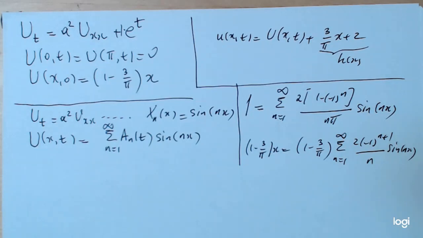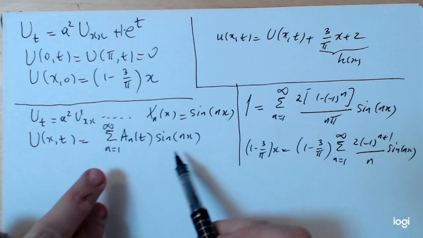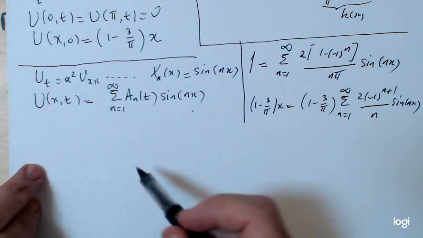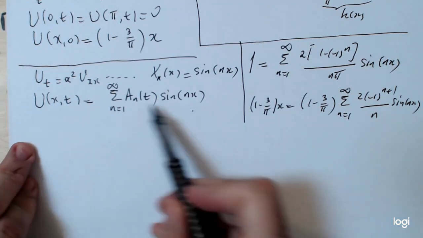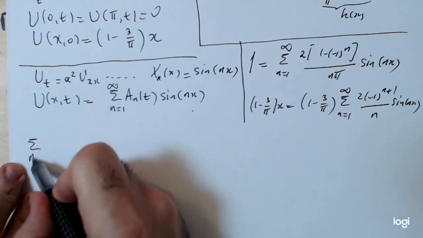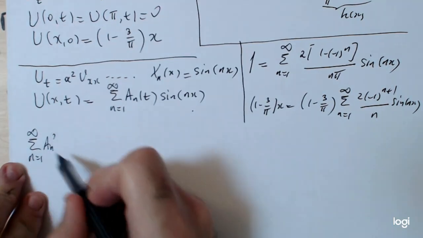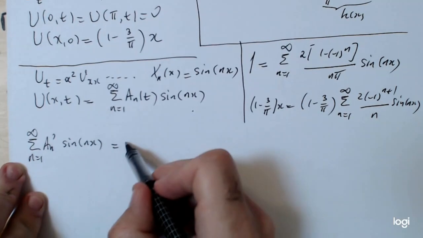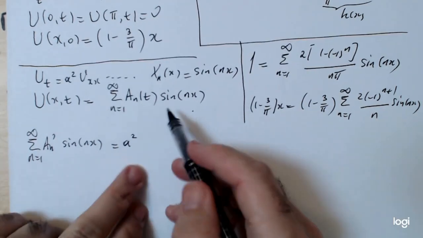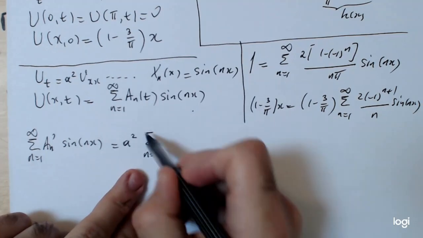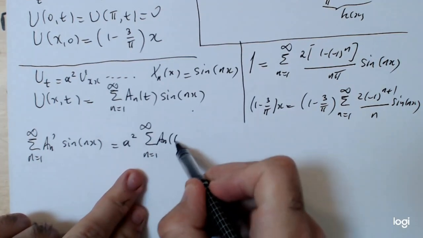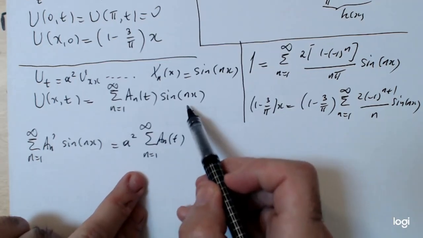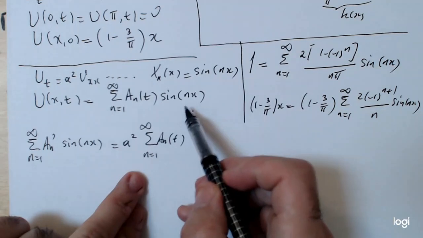And then we're going to proceed with the variation of parameters, right? We're going to plug this into the problem. You know the drill already. So let's do it. Partial t on the left, summation an prime sine of nx equals a squared partial x twice. Let's differentiate inside the summation. If I differentiate sine once, that's n cosine. Do it one more time, that's minus n squared sine.